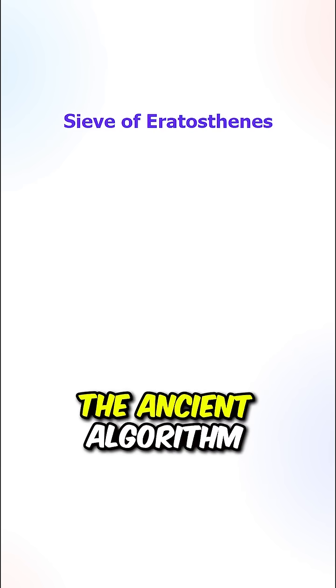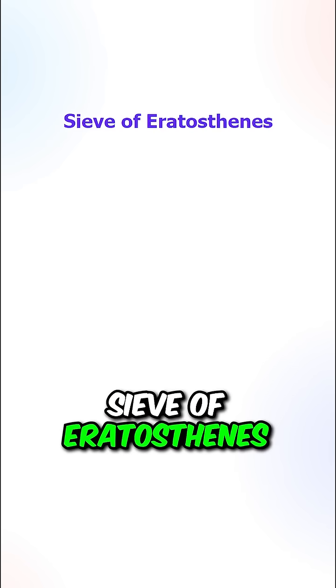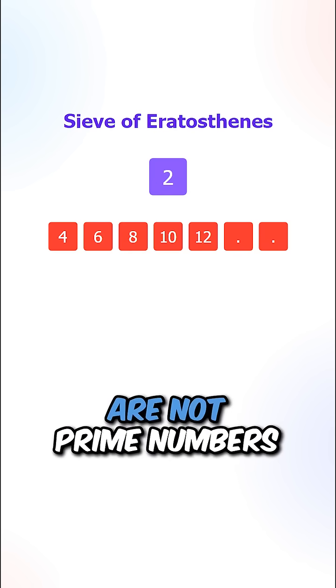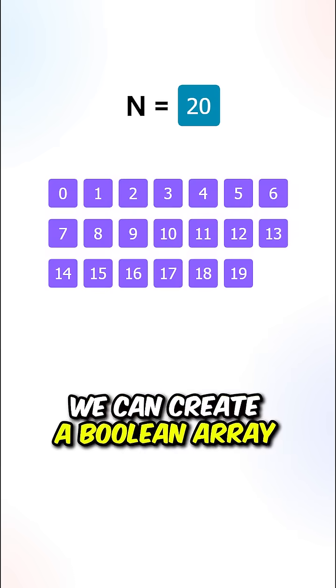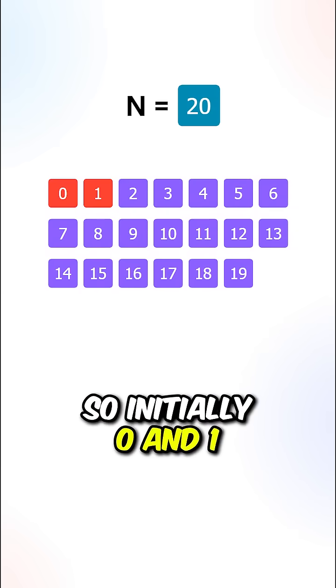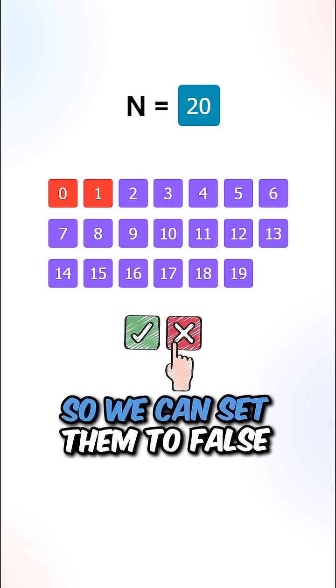We can implement the ancient algorithm, the Sieve of Eratosthenes. For any prime number, let's say 2, all the multiples of 2 are not prime numbers. We can create a boolean array to keep track of the numbers that are less than n. Initially, 0 and 1 are not prime numbers, so we can set them to false.